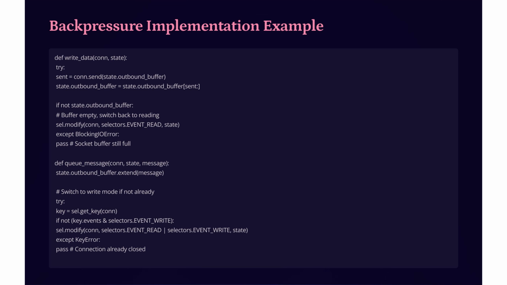In backpressure management, the write_data function attempts to send data from the outbound buffer. If successful, it updates the buffer and switches to read mode if empty. The queue_message function appends messages to the buffer and ensures the connection is in write mode, modifying the selector if necessary. This approach efficiently manages socket communication.